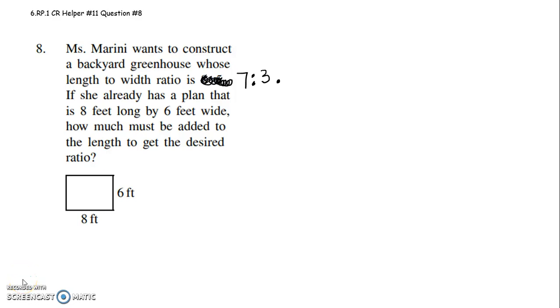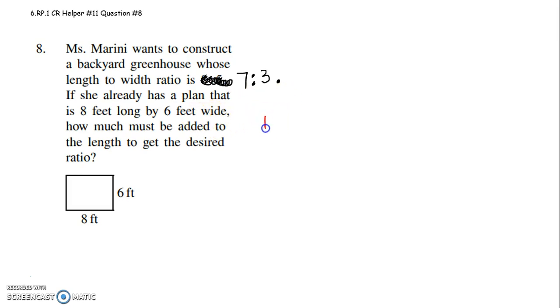All right, sixth graders, this is to help you with question 8 on CR 11. It says, Miss Marini wants to construct a backyard greenhouse whose length to width ratio is 7:3. If she already has a plan that is 8 feet long by 6 feet wide, how much must be added to the length to get the desired ratio? Okay.